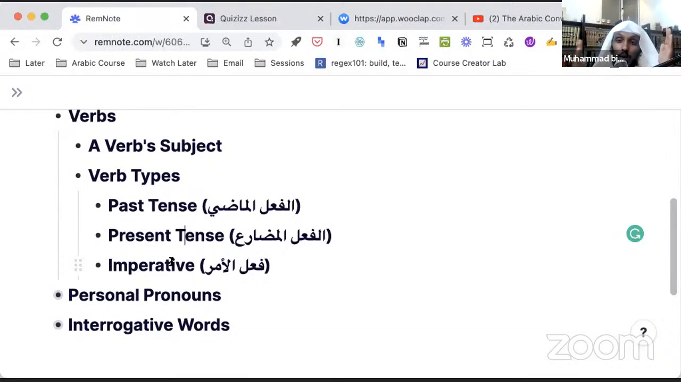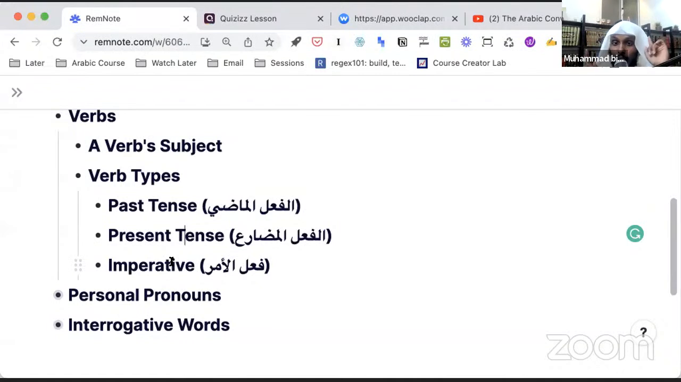Because you need to know which type it is in order to figure out what pronouns to attach to it, or where to attach those pronouns. The pronouns attached to fi'l madi look different from the pronouns attached to fi'l mudari'. And this is very important for you to know, because if you can't tell what pronoun is attached to it or how to attach it, you cannot convey who did the action. So that's why there are these three types, because they have different structures. It's not three tenses.